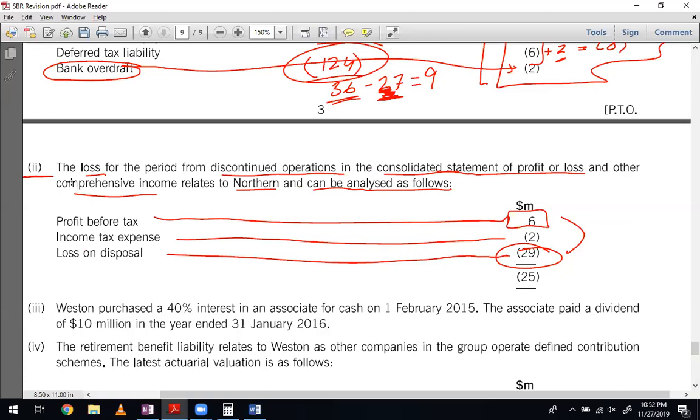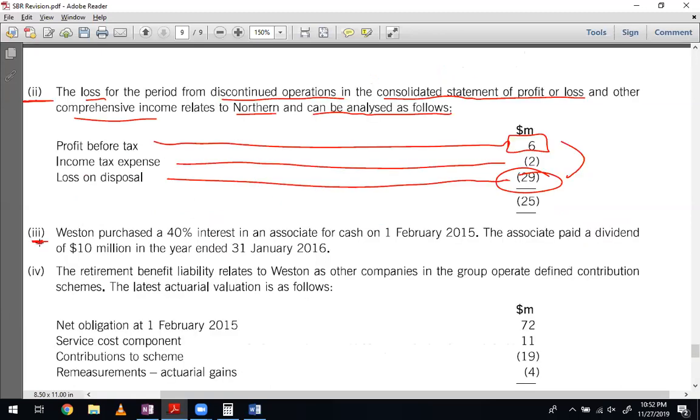Now, if we quickly read adjustment number 3 as well, then again a question of Western is there in the BPP kit as well. You can try that. That is more or less the same as what we have just solved. So in adjustment 3, it says that Western purchased 40% interest in an associate for cash. So again, this should be CFI.